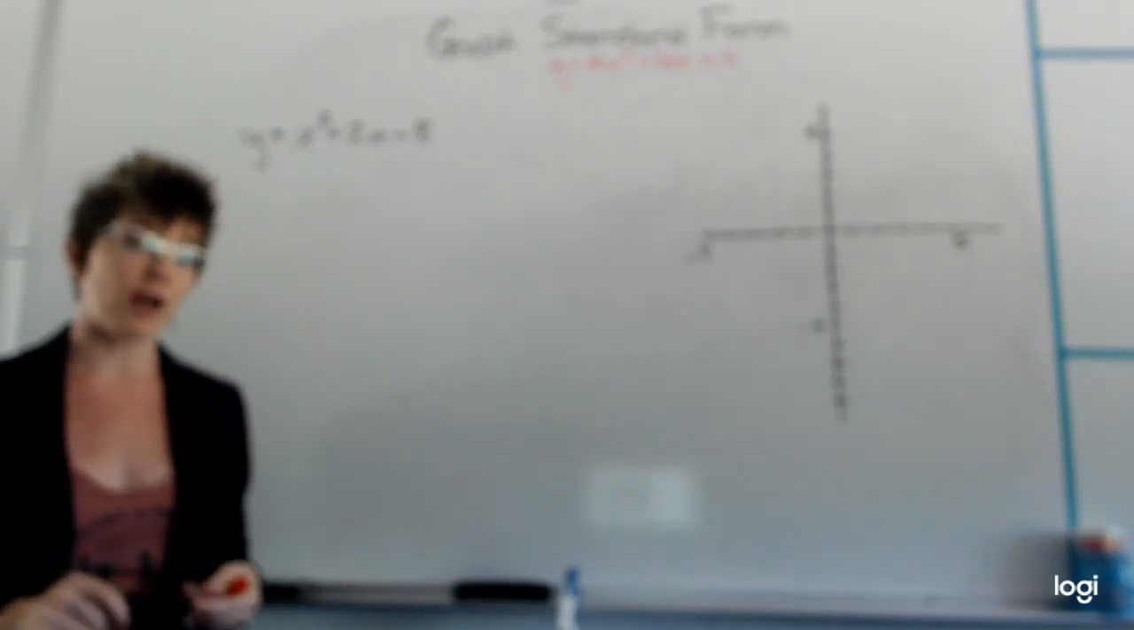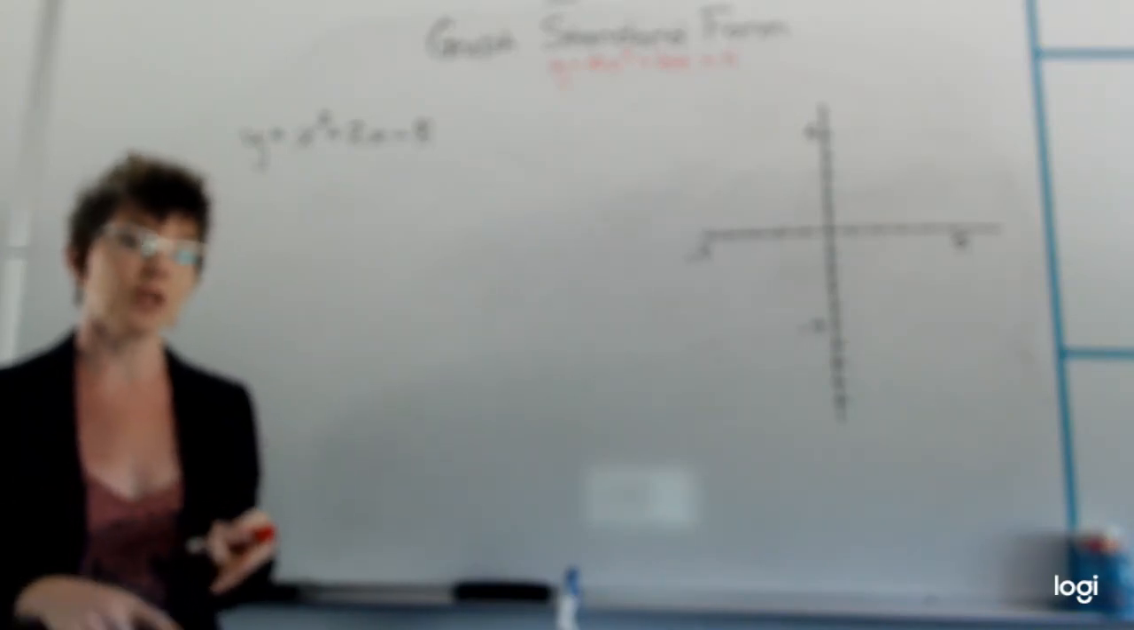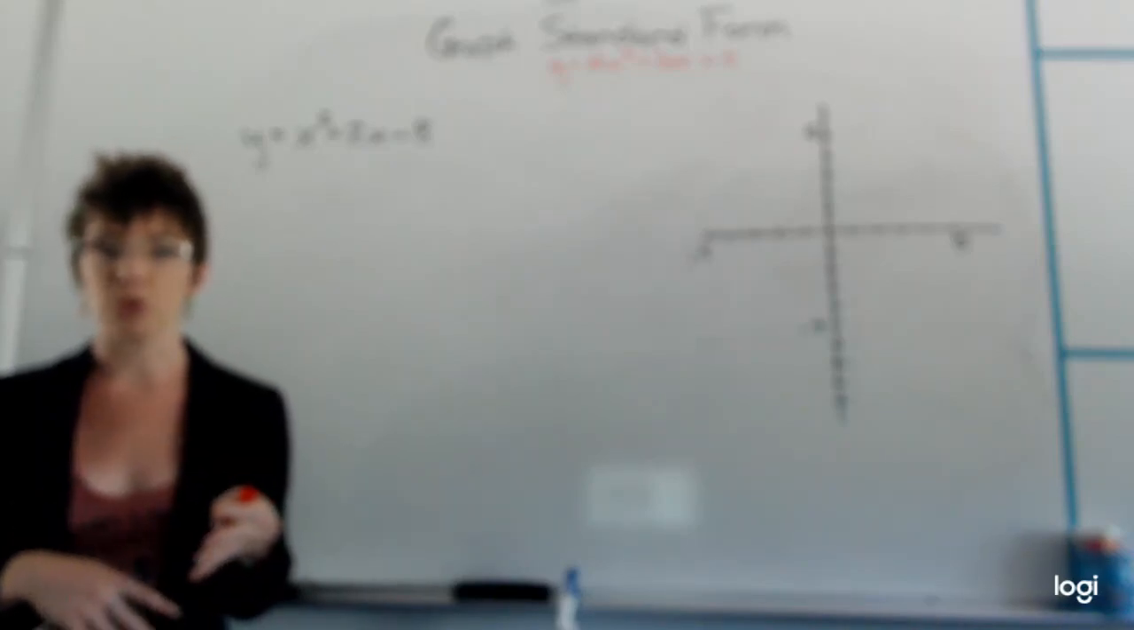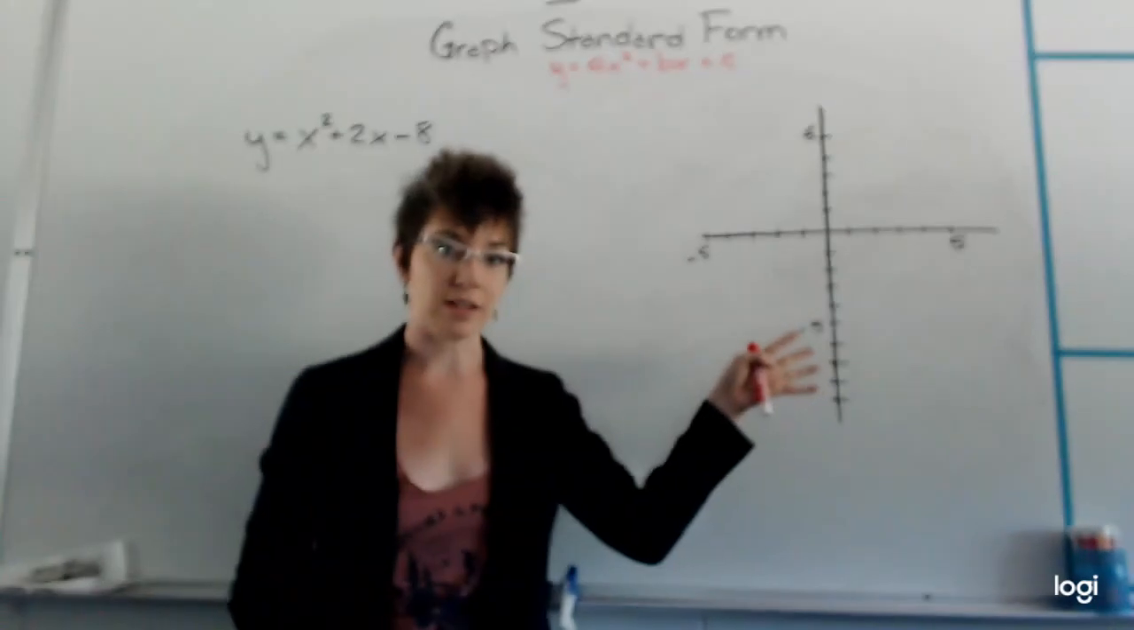So I'm going to go over how to find y-intercepts and x-intercepts, your line of symmetry, and your vertex. And then all those things are going to help us to graph the equation on these axes over here.